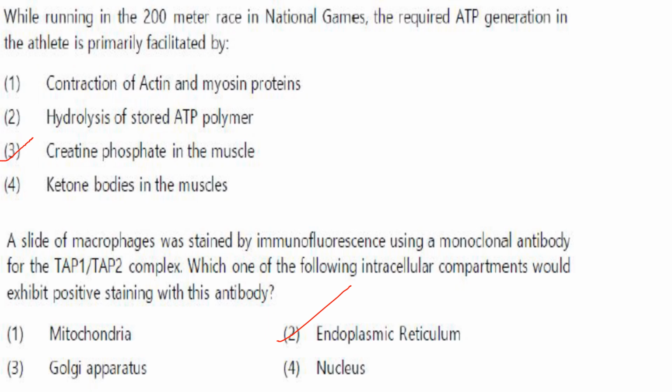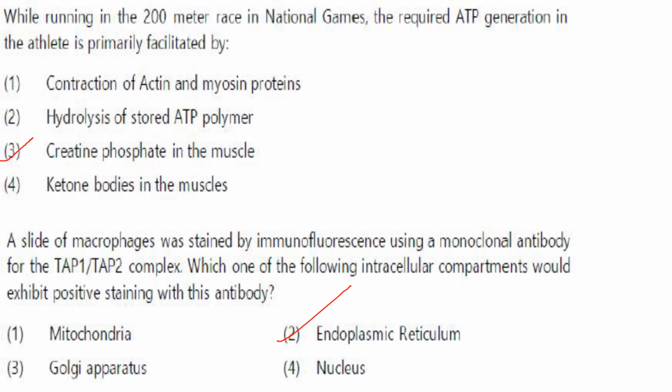So the second one by which ATP is generated is phosphocreatine breakdown. It is a high energy compound stored in the muscles, and during intense short duration activity, phosphocreatine is rapidly broken down to generate ATP. So the answer here is option 3, that is creatine phosphate in muscles.